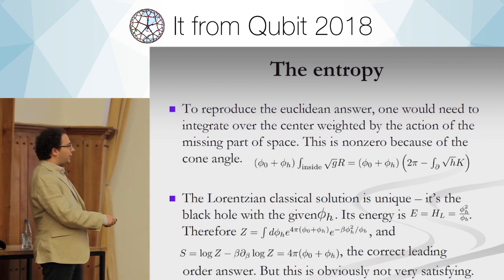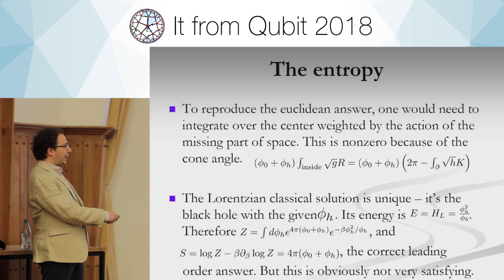So it looks like 2 pi minus this piece. So this piece I can add to the boundary. It's part of the boundary action, but this 2 pi looks funny.